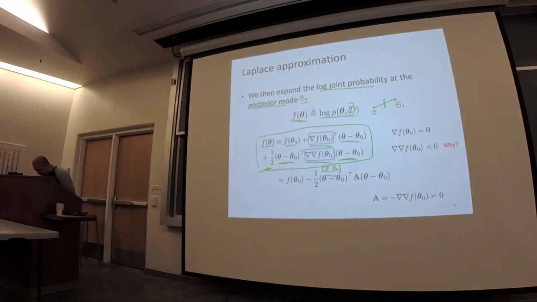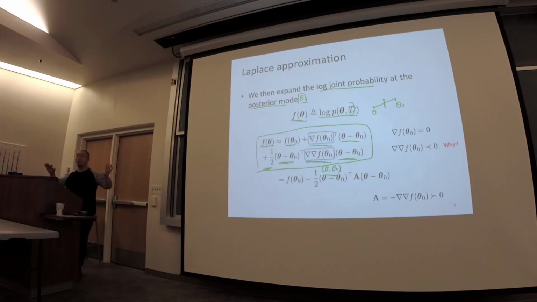And here we need to observe that because θ0 maximizes the log joint probability, it is a local maximum. With that being said, the gradient must be 0, right? That means the second term is simply 0. And an interesting property is that the Hessian of the function f at θ0 will be negative semi-definite.